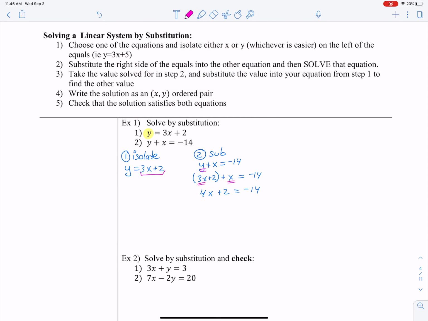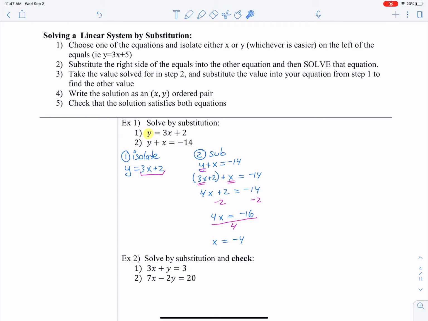We then need to subtract 2 from both sides to move it over. So we get 4x is equal to negative 16. And then we want the x to be by itself. So we're going to divide everything by 4 to get rid of that 4. So we get x is equal to negative 16 divided by 4, which is going to give us negative 4. Okay, so now we've solved for x.